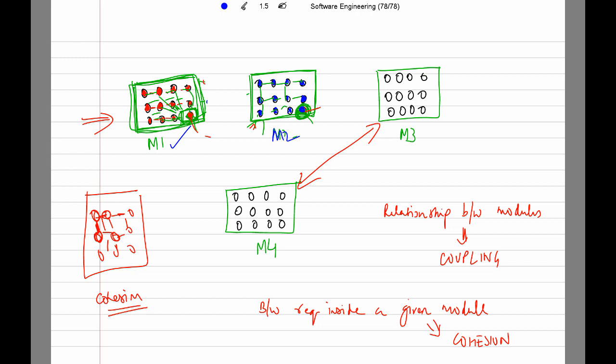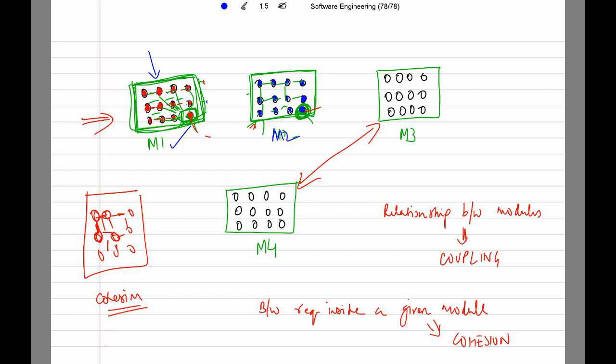That means the functional strength of this module is defined by all the requirements which are put inside. If I have done the design properly, if I have put all the requirements which are common or related to each other, that means my module will be functionally strong. And cohesion is the measure of how strong a module is functionally.